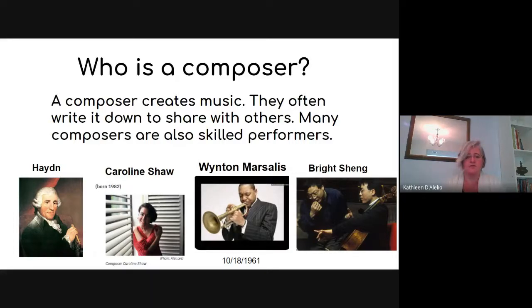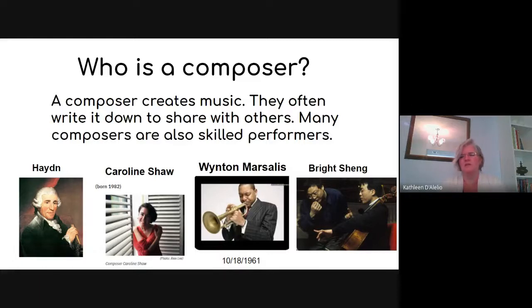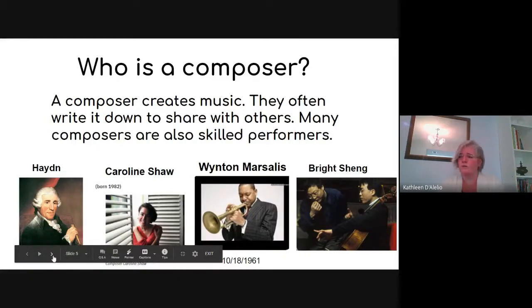Here are just some examples of composers. There's Haydn that you see. Caroline Shaw is a phenomenal composer, wrote some beautiful music for voices. Wynton Marsalis is playing the trumpet. He is a well-known musician and composer and advocate for students. Mr. Sheng is a composer out of the University of Michigan, and he writes music for orchestra. I think it's Michigan. I'll have to look that up. Maybe it's Wisconsin. No, I think it's Michigan. Okay, I'm sorry. I'm going to look that up. So anyway, Mr. Sheng is a well-known composer in the orchestra field. He writes a lot of orchestra music. You can see him talking to a cello player right there about the music.